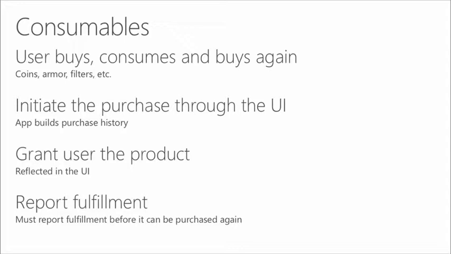Consumables follow that same kind of process, except they can be consumed over and over again. So you initiate a purchase through the UI. The app builds and maintains the purchase history based on the Windows Store APIs completing that process. You grant the user access to that consumable feature, reflected in the UI, like, hey, you've got 100 new coins, or you've got this new feature or spell or weapon or whatever it might be. And then you report fulfillment back to the Windows Store API, so they know that the purchase was successfully done. So they will know the next time the user requests a purchase: do they still have coins, or are they out of coins? How many am I going to let them purchase the next time?